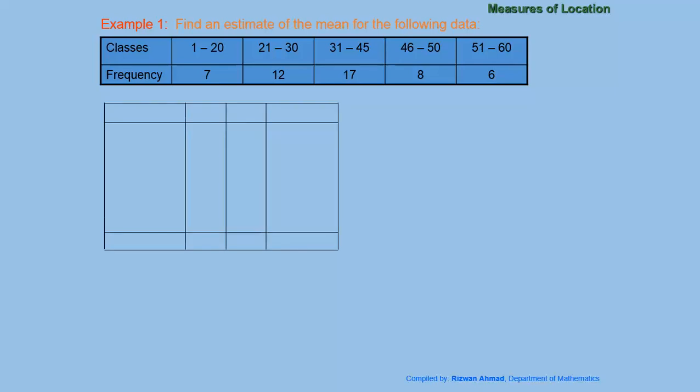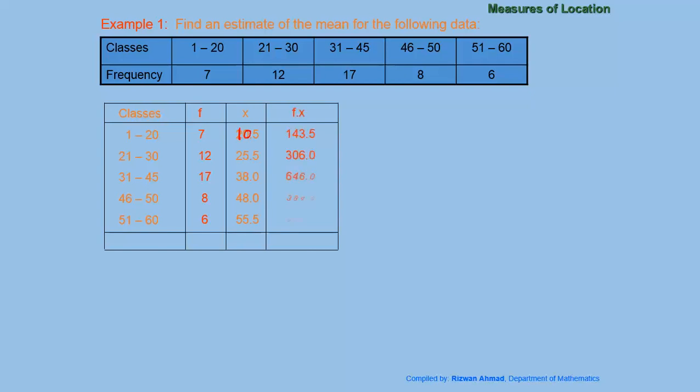So we write in vertical table format. So the classes are from 1 to 20, 21 to 30. So these are class limits now. So the frequencies are 7, 12, and so on. So we'll first find the class marks, which are 1 plus 20 divided by 2. Here, the first class is written by mistake 20. It is actually 10.5, because 1 plus 20 is 21 divided by 2 is 10.5.